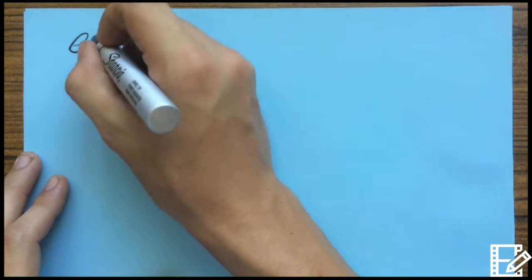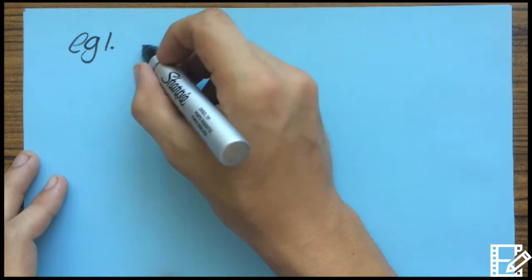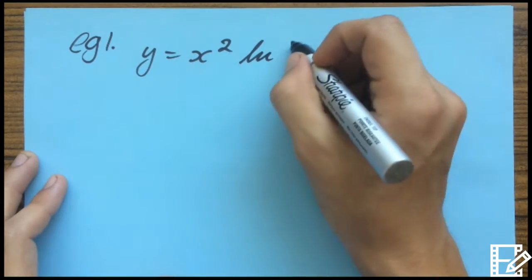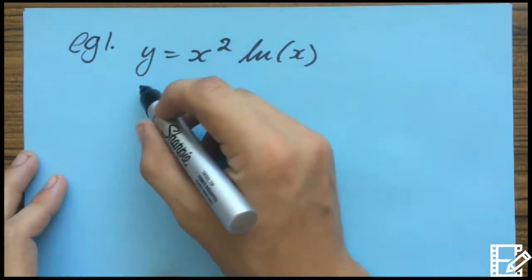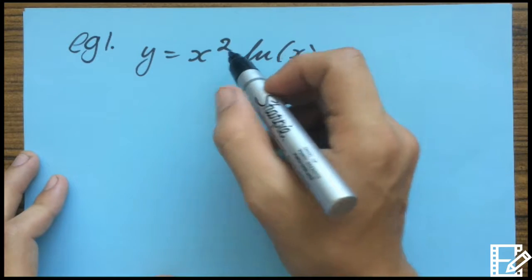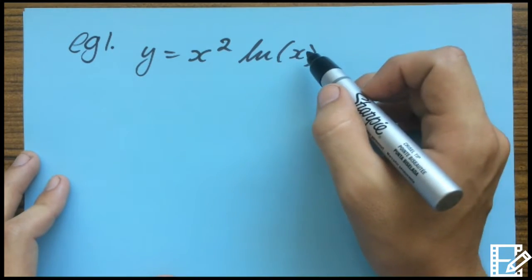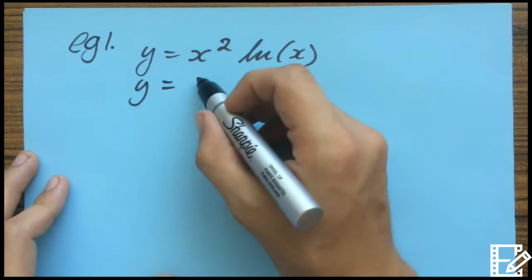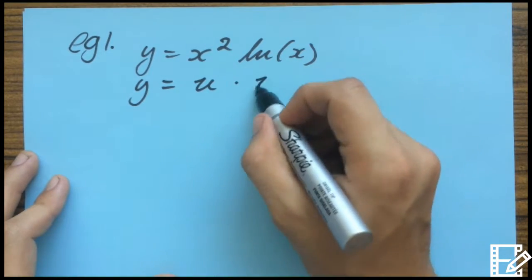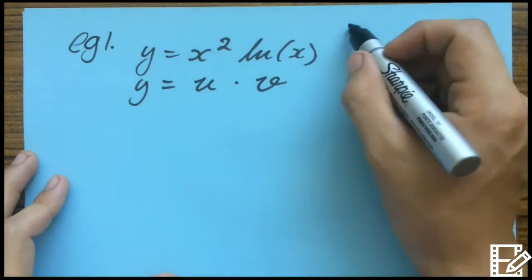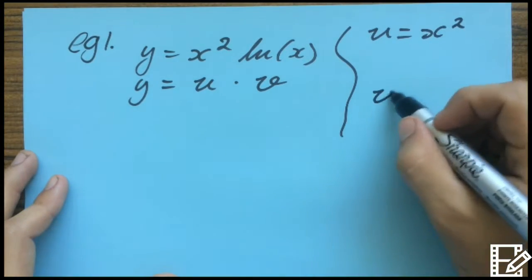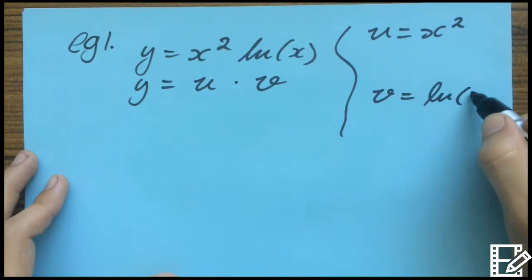So, let's say example 1, y equals x squared ln x. So, we have x squared multiplied by ln x. We have a function multiplied by another function. Let's label them. u is x squared, v can be ln of x.